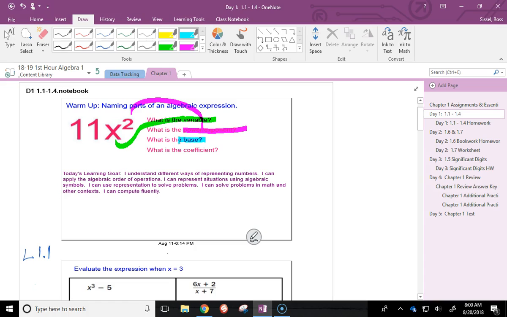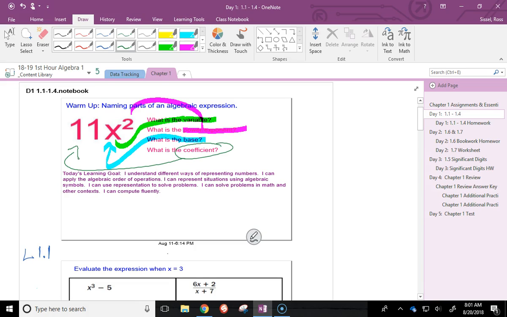The base, this one might be a little confusing for some people. Which one is your base? The 11? Nope. It's still the x. Which means my coefficient is the number that's coming before my variable. Okay? Just so we know those vocabulary words, when we talk about them, you know what part we're discussing.